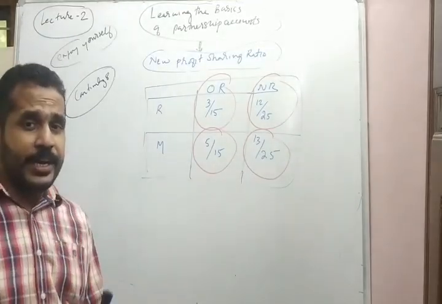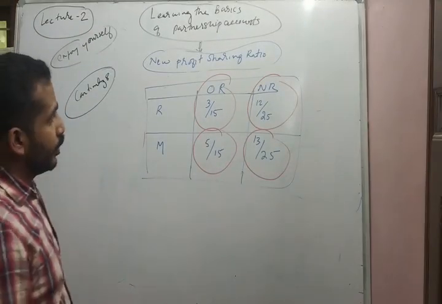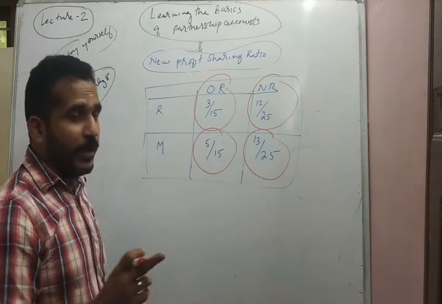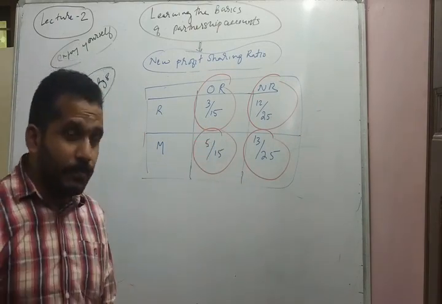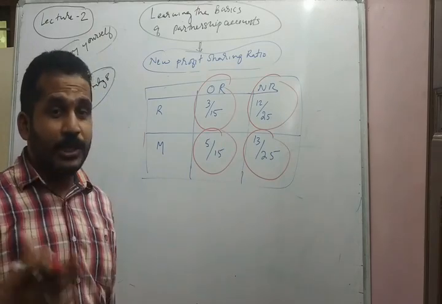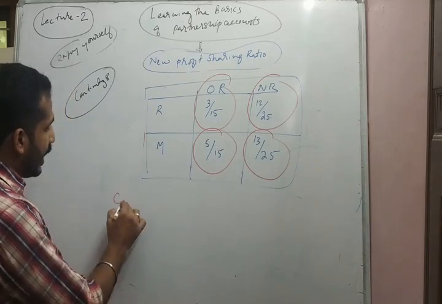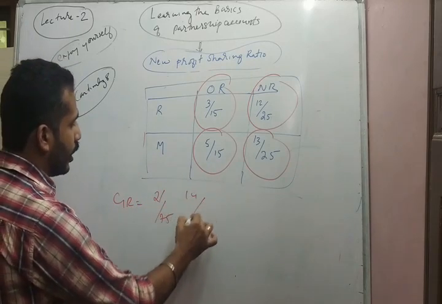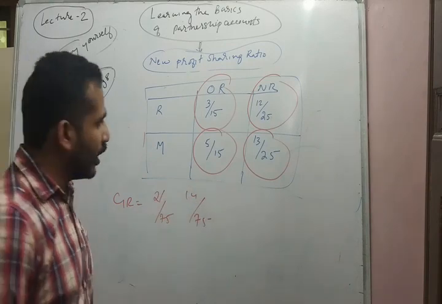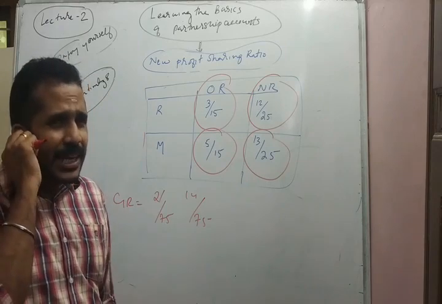Continuing with illustration 8, example 8. The following ingredients are available now. The new ratio of R is 12 by 25, old ratio 3 by 15. The new ratio of M is 13 by 25, the old ratio of M is 5 by 15. And also we have established that the gaining ratio is 21 by 75, 14 by 75. Okay, so these ingredients are available now.